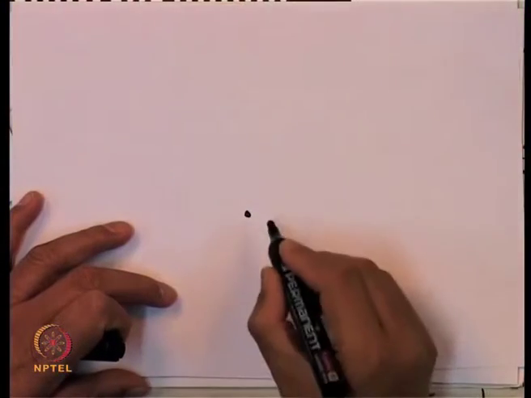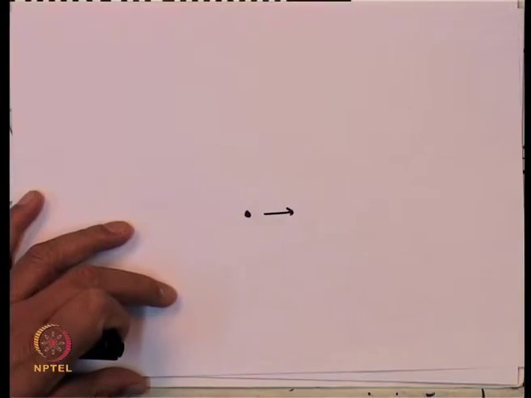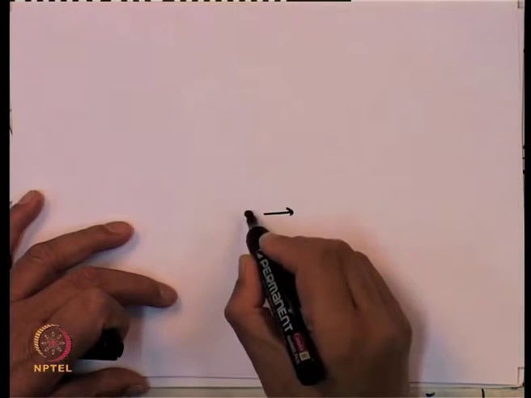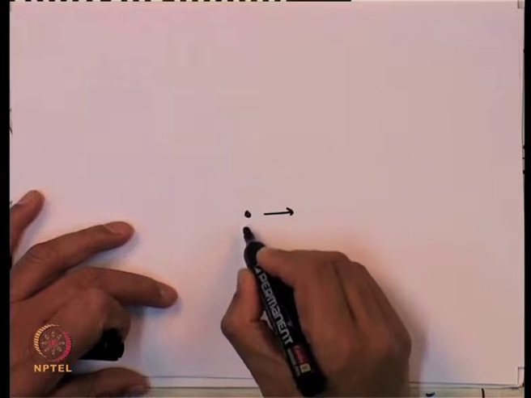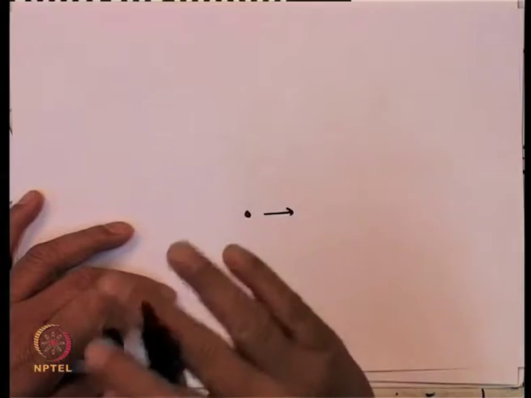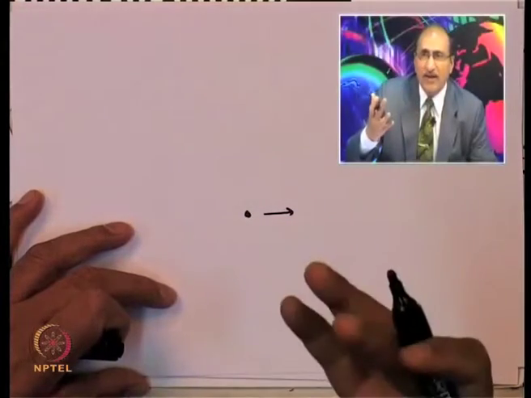If this is a carrier, let's draw a carrier, or let's just draw a point source to be more specific, and this point source is moving in this particular direction. Now, this particular source is emitting light. We know that light is an electromagnetic wave.